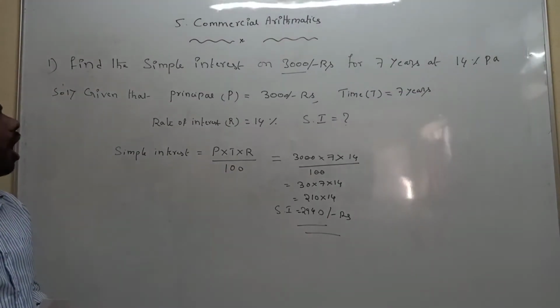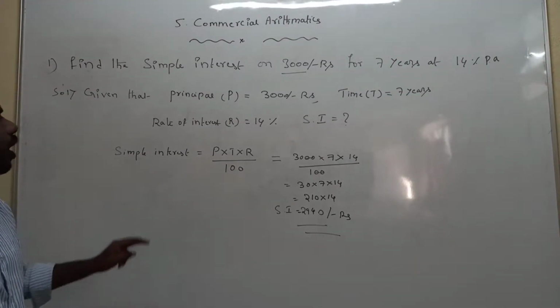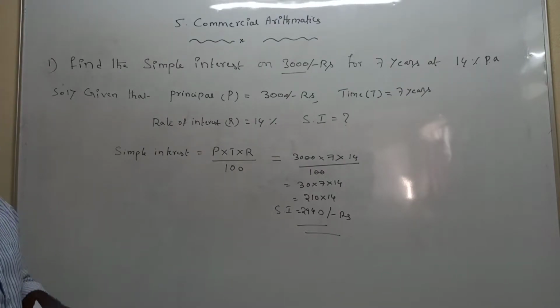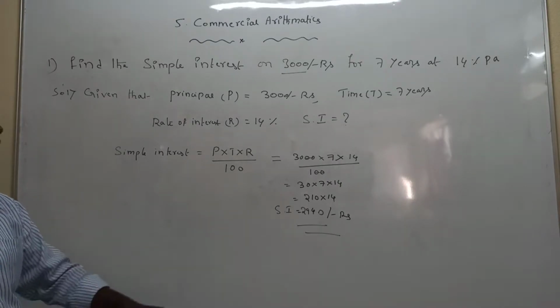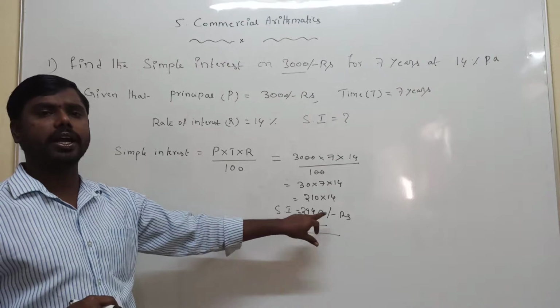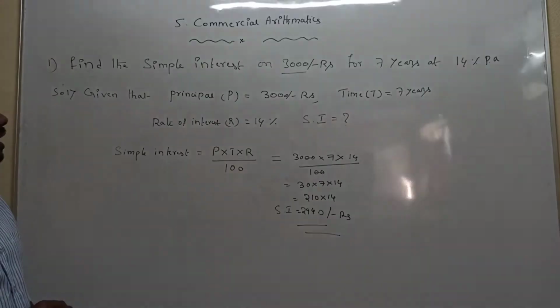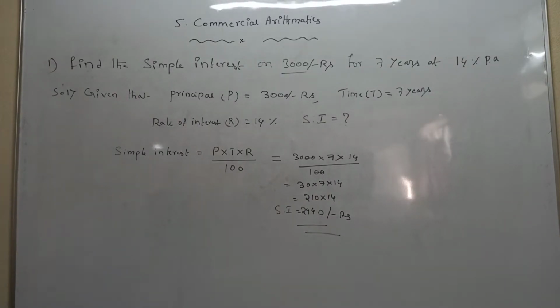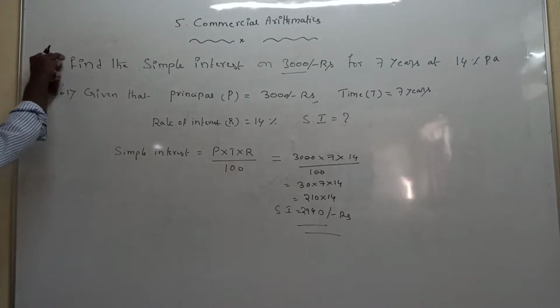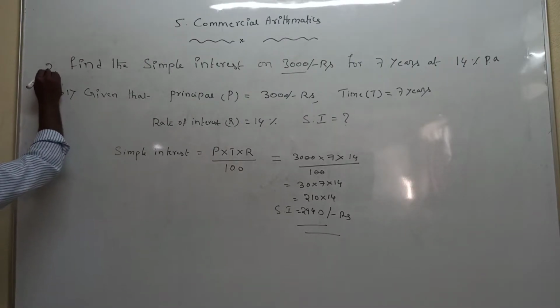It is clear how to find the simple interest. We apply the simple interest formula, substitute the given values in the formula, and finally we get the required value. The simple interest value is 2940 rupees. Everyone understood? It is clear. This question is very, very important. It is a two marks question. Next we are going to the second problem.